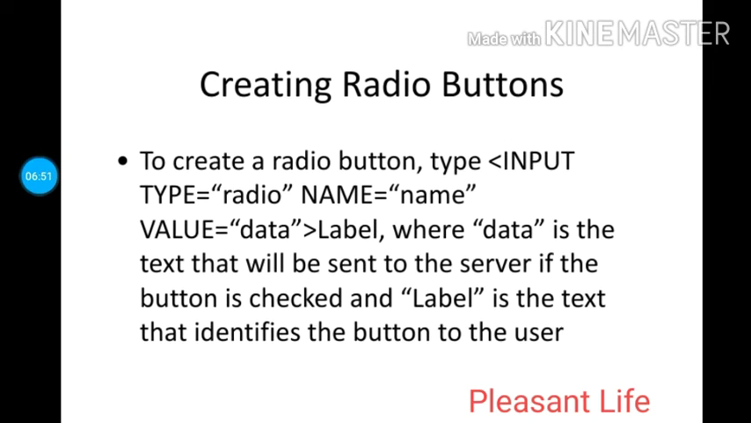Creating radio buttons. How to create radio buttons in the form? Input type is equal to radio, name is equal to name, value is equal to value, then label, where data is the text that will be sent to the server if the button is checked, and the label is the text that identifies the button to the user. Mainly the label is to identify the button to the users. Okay.